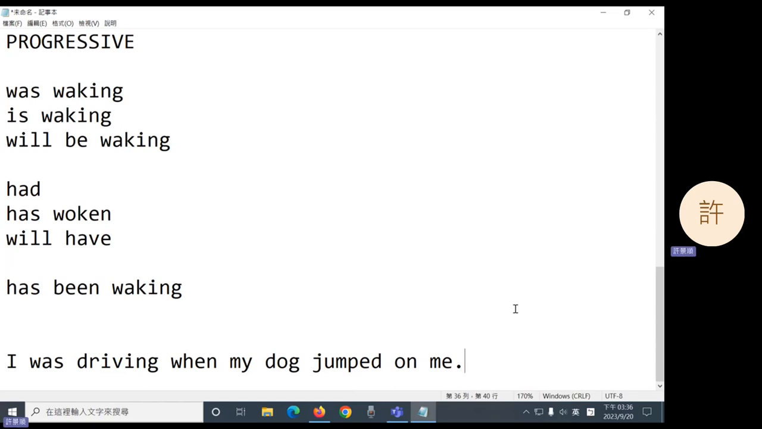So when do you use the past, the present, or the future? It depends on the story that you're telling. When you talk about a progressive tense, you are always telling a story. 用进行式一定在说故事. Even in daily life, you're telling your friend, oh, I was driving and suddenly my dog jumped on me. It's always a story. So when do you use the past or the present or the future? It depends on your story.